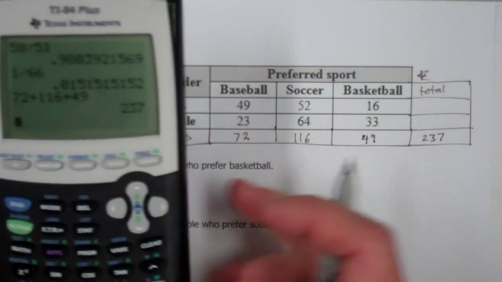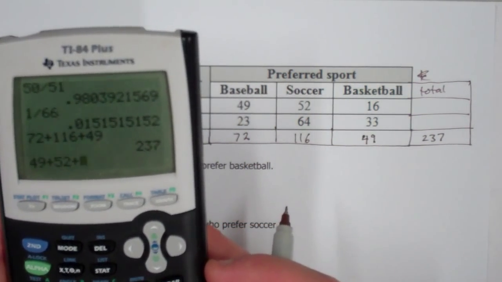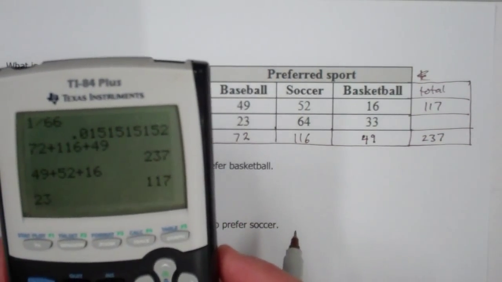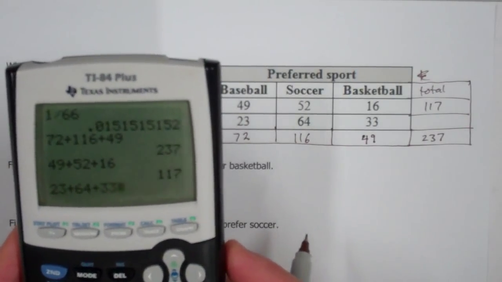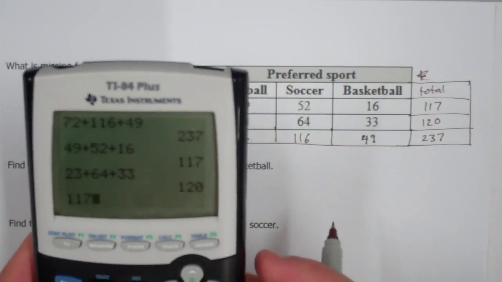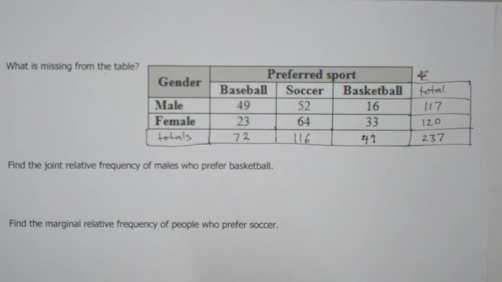Let's see what our row totals work out to be. We've got 49 plus 52 plus 16, and that's 117. 23 plus 64 plus 33 gives us 120, and if we add those two together, we should hopefully get 237, and we do. Sweet. Let's answer some questions now.